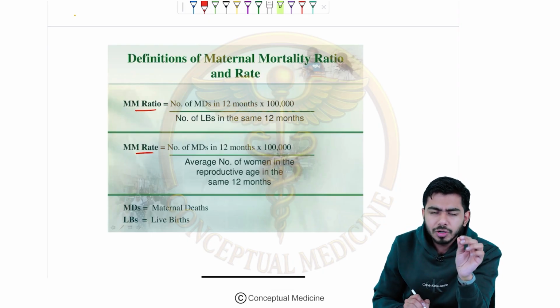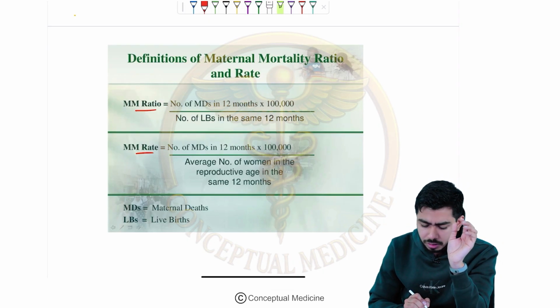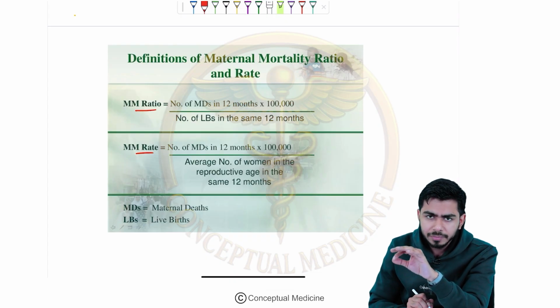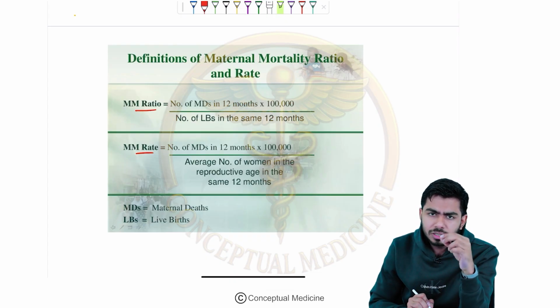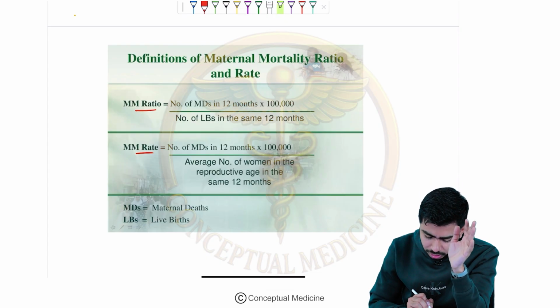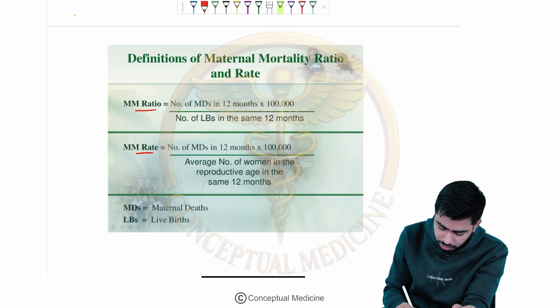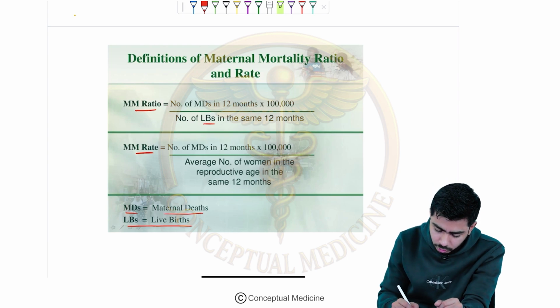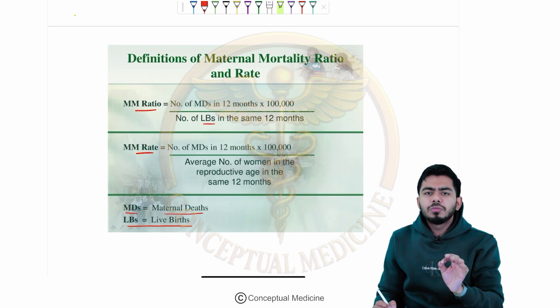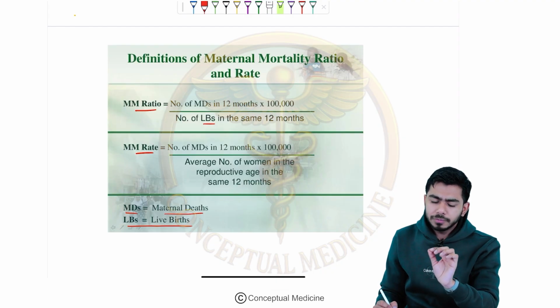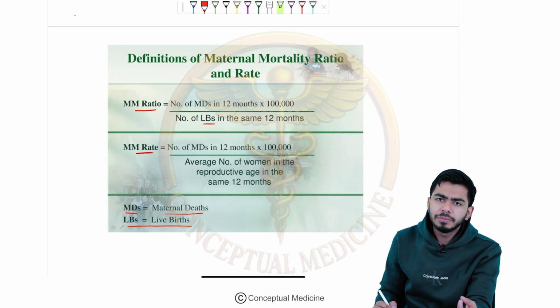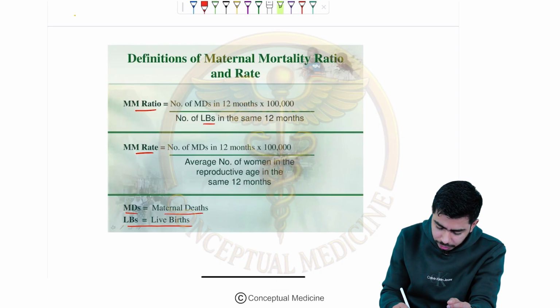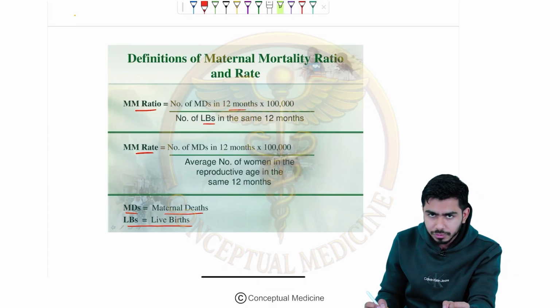Till now, the multiplier we were following was 1000. Here the multiplier will be 100,000, 1 lakh. The denominator we were assuming was the total number of live births. In the maternal mortality ratio, we are still considering the live births only, LBs, and MDs are the maternal deaths over here. So in the maternal mortality ratio formula, we consider the number of live births in the denominator. In the numerator, simply the maternal deaths in 1 year, so in 12 months.